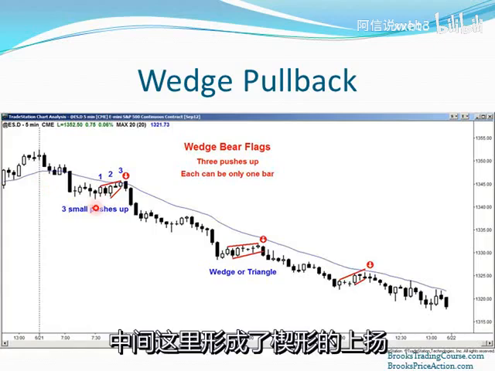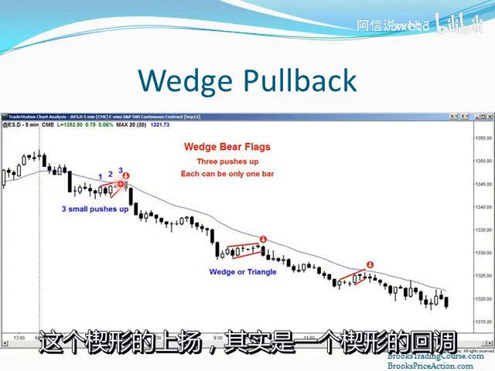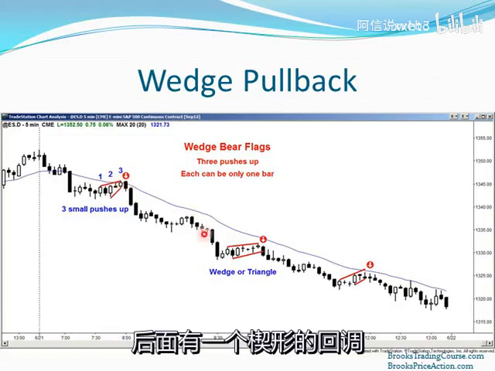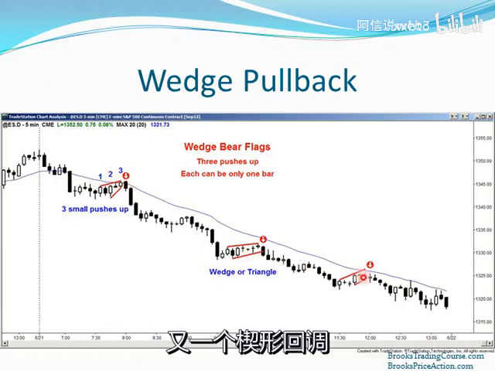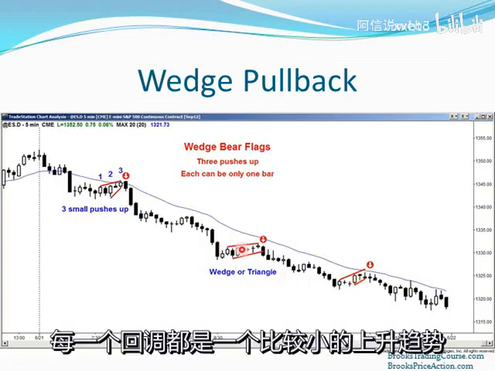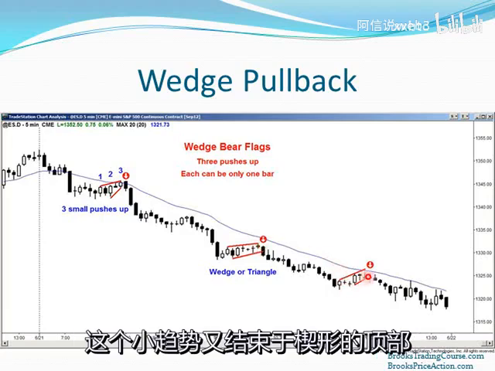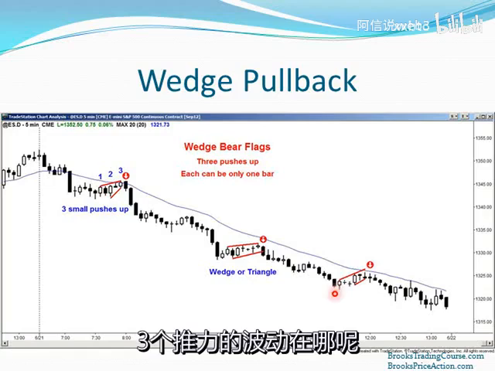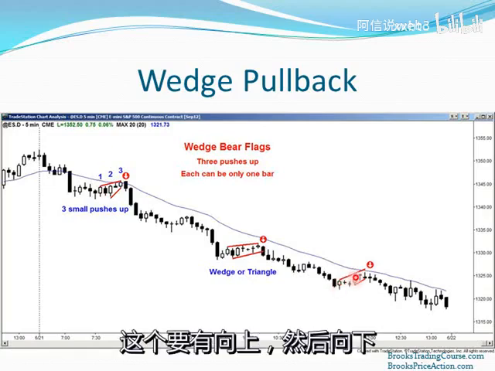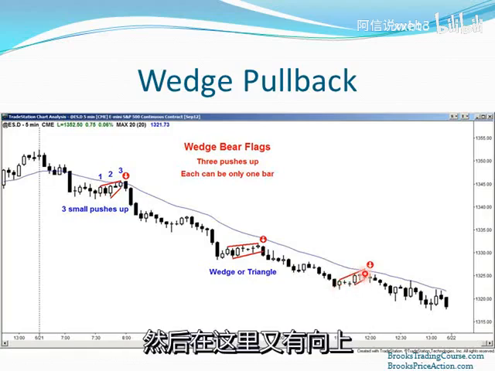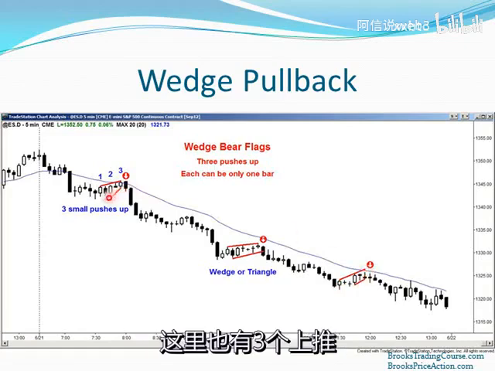So for example, we have a bear trend and we have a wedge rally. So this wedge rally is a wedge pullback, another wedge pullback, another wedge pullback. Every pullback is a small bull trend. So this small bull trend ended in a wedge top. This small bull trend ended in a wedge top. Where are the 3 pushes? Up here and then down, up here and then down, and then up here. So it's a wedge. This has 3 pushes up and then down, up and then down, and then up again.